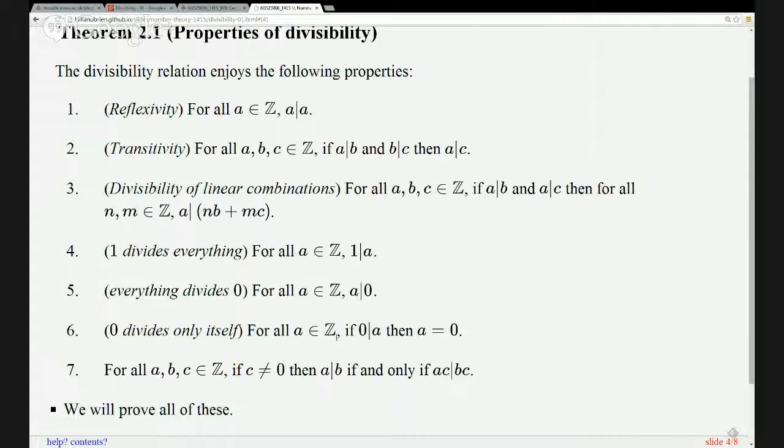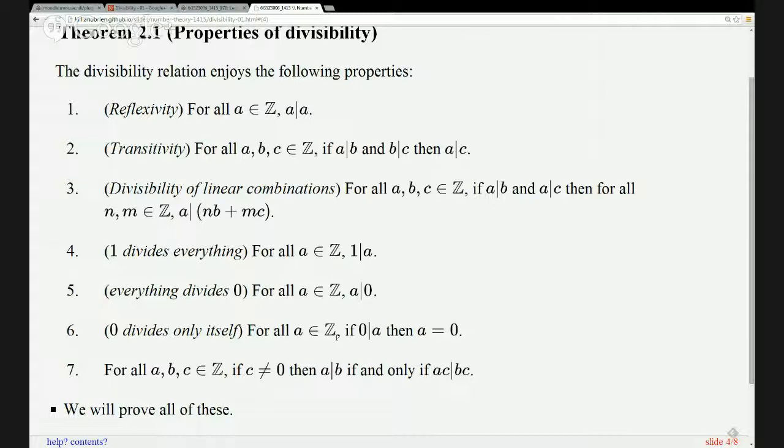Property 4, short and sweet: 1 divides everything. Properties 5 and 6, short and sweet as well, except they involve 0, which tends to throw some people. So some people remember these wrongly. It's everything divides 0. 0 divides hardly anything. 0 divides only itself. So 0 has this flipped nature. Everything divides it, but it only divides one thing, namely itself. Some people unfortunately flip this in their mind and say, oh, 0 divides everything and only 0 divides itself. That's wrong. So there's a direction to this.